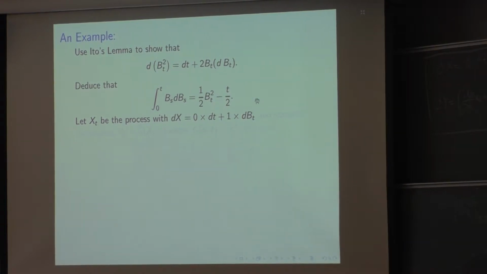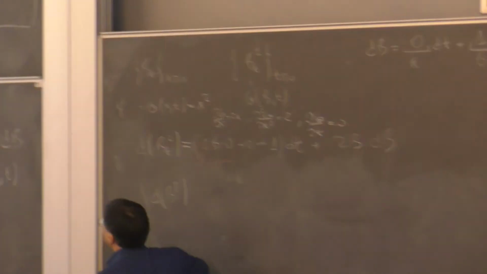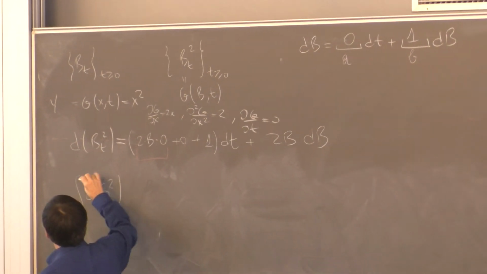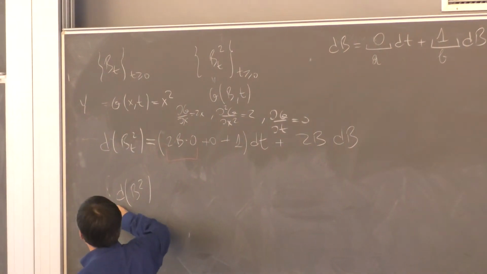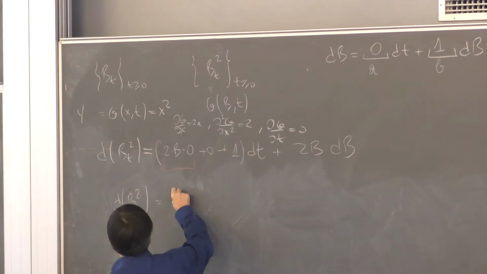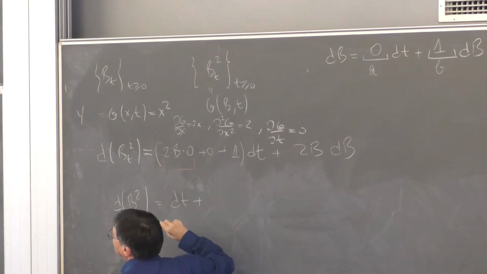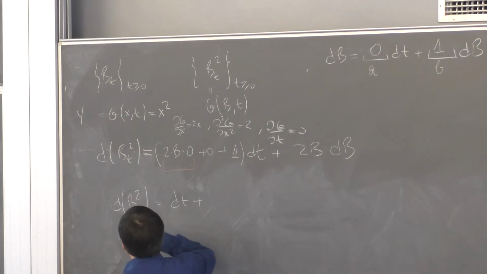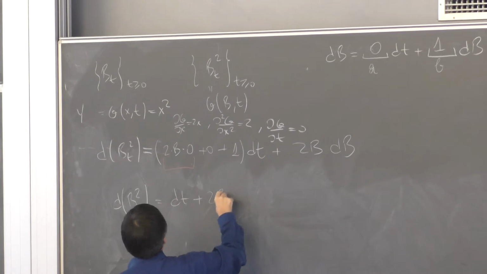So let's look at the square of Brownian motion. And let's have a look at d of the square of Brownian motion. Suppose that I want to know what is the integral. Okay, let me first finish writing this, and then I'll tell you what I want to know. So we just showed that this dB squared is dt plus 2B dB.